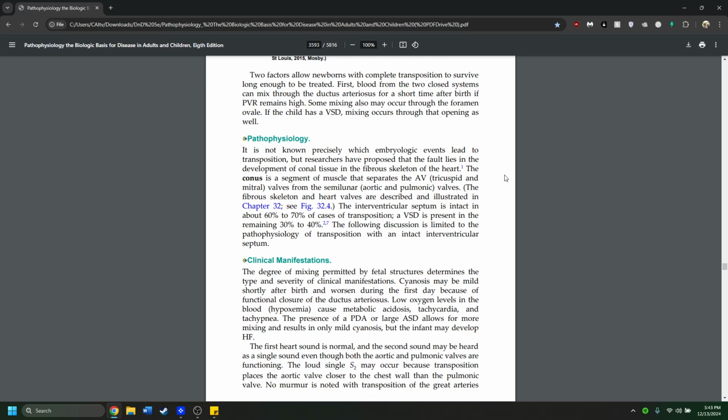The interventricular septum is intact in about 60 to 70% of cases of transposition. A VSD is present in the remaining 30 to 40%. The following discussion is limited to the pathophysiology of transposition with an intact interventricular septum.